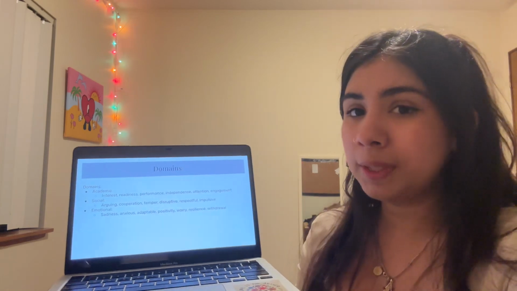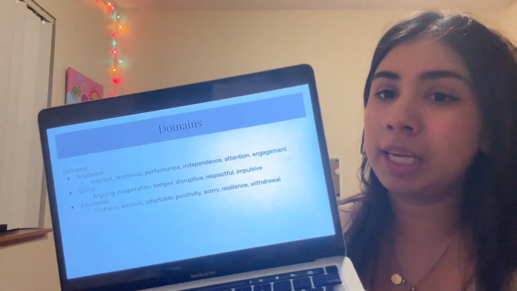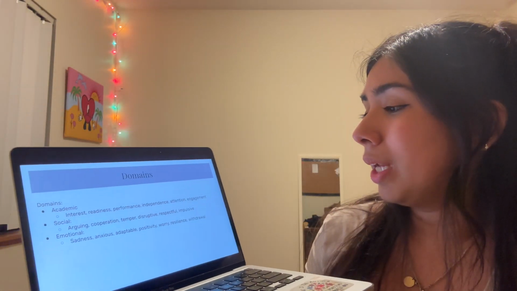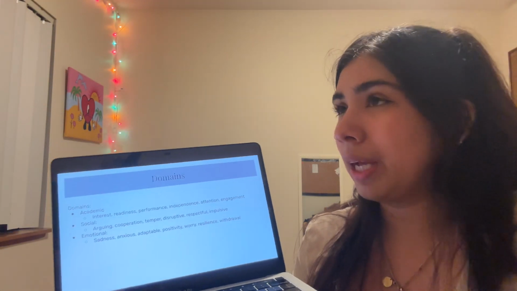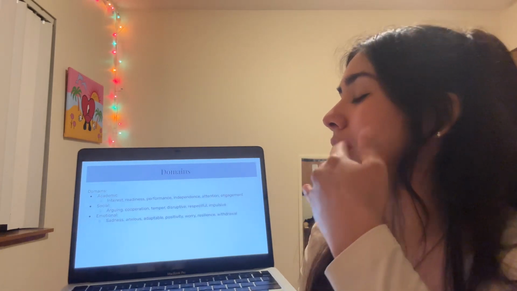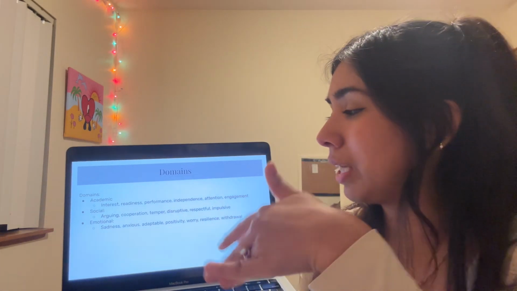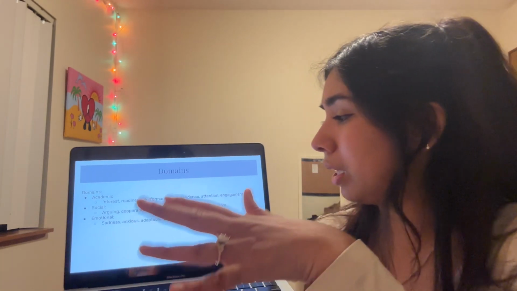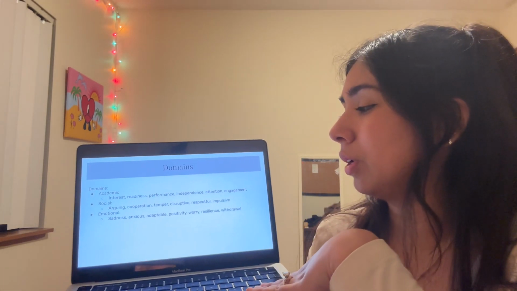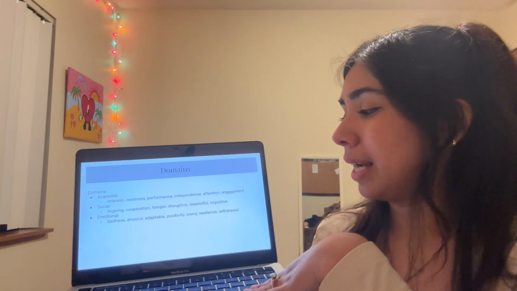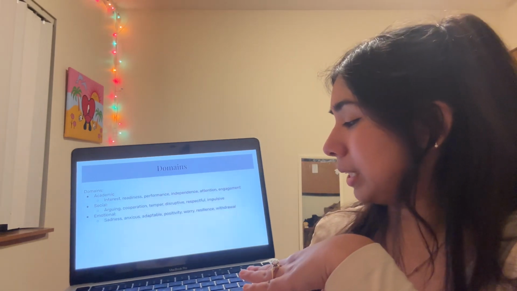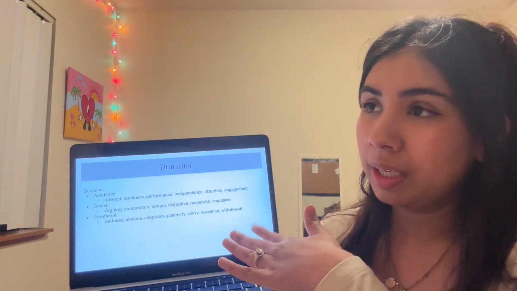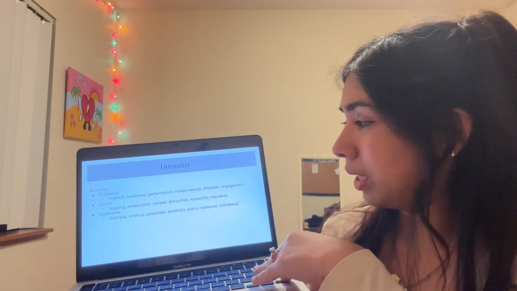And so for context, SABRS tests on 3 domains: academic, social, and emotional. And it shows like academic in the teacher's view, they're asking to gauge their interest, readiness, performance. And then the social, arguing, cooperation, and emotional, what are they presenting in class, sadness, anxious, and things like this. So this is with the language that they're giving as the teachers for them to rate their students with.